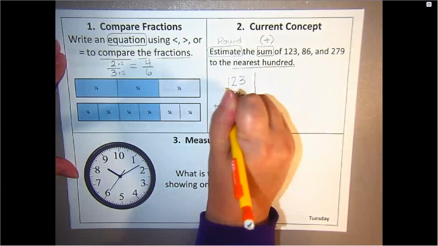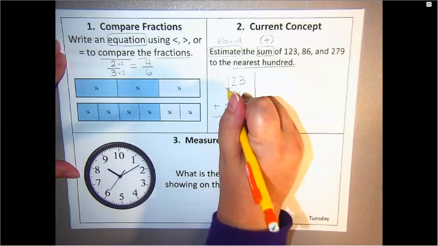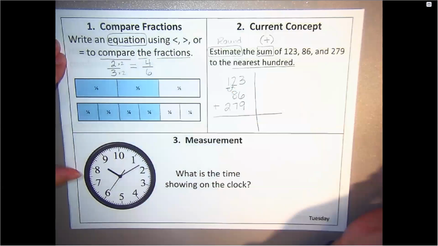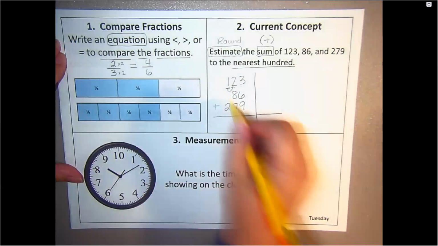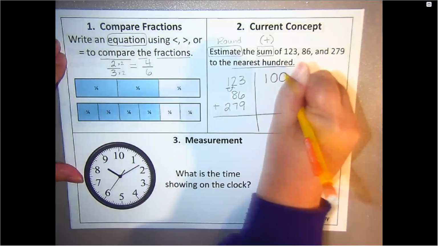So my first number, 123, I'm going to round to the hundreds place, which is the 1. I look to the right, and I think about my rounding rules. 5 or more, raise the score. 4 or less, let it rest. So that 2 tells my 1 to rest or stay the same. So 123 rounds to 100.